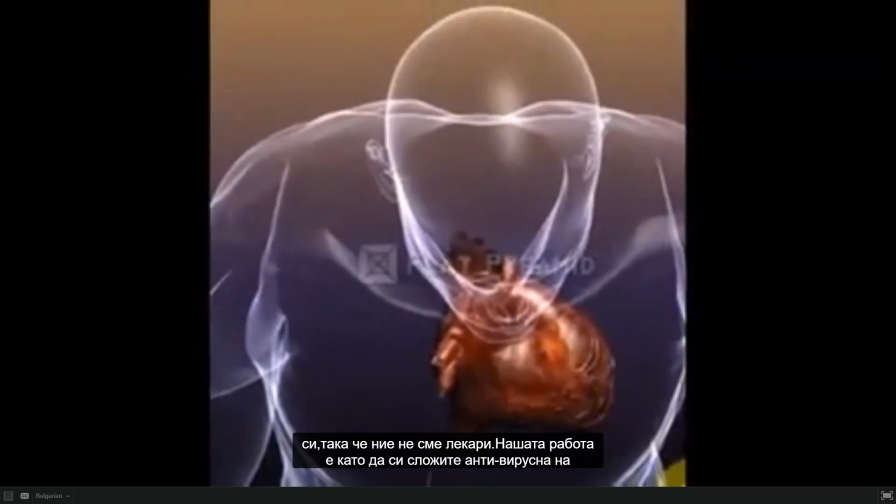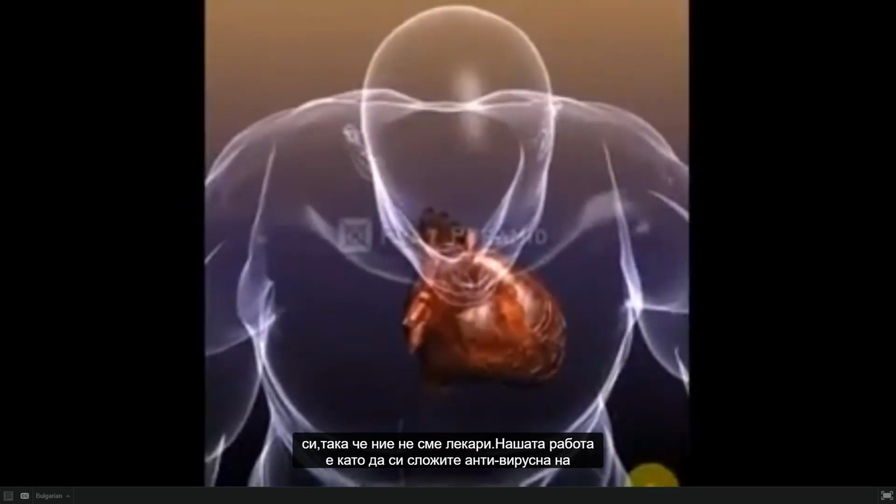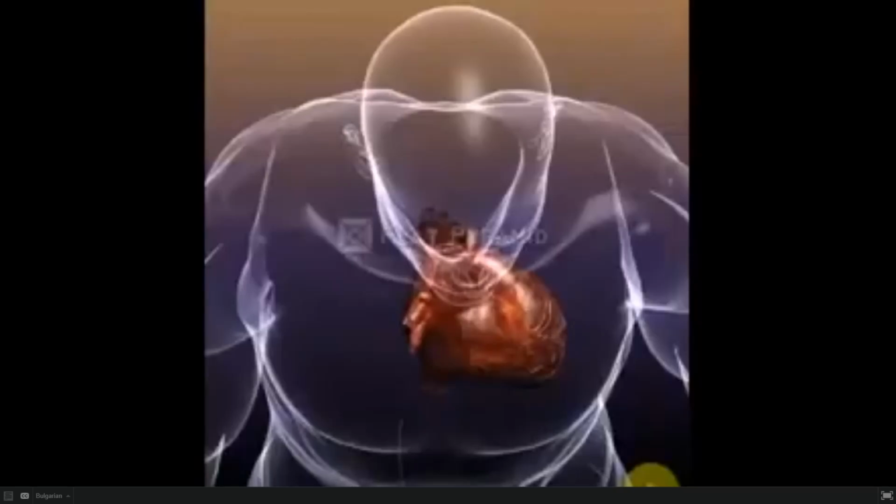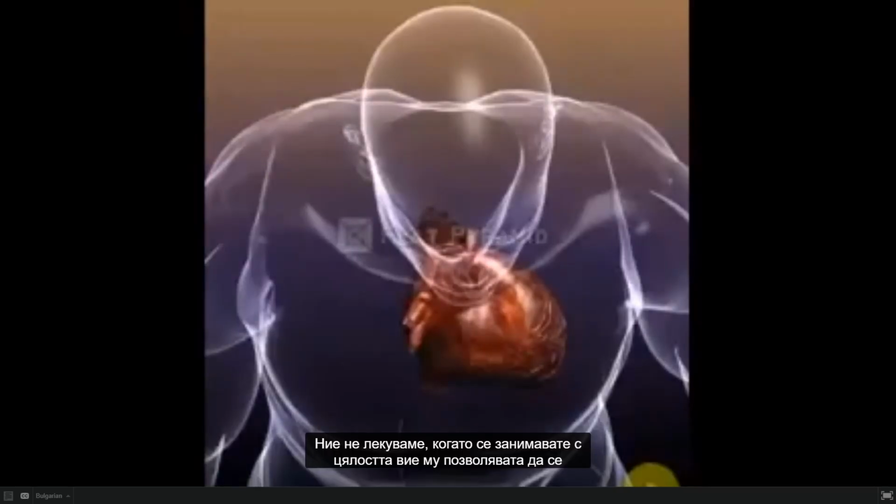So you allow the body to process its own problems. It's like when you buy an antivirus and you put it on your computer, it gets processed where the problem sits. So we don't treat. We are not doctors. And I always tell even the doctors who work with us, do not use the terminology treat. Treating is for the people who handle physicality. When you handle the totality, you allow it to process itself.